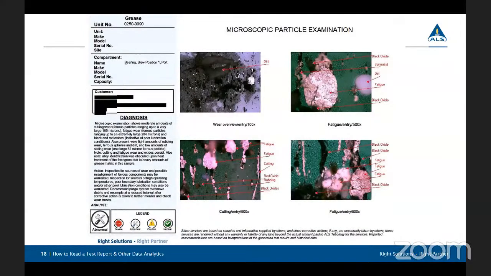Was it cutting wear? Was it rubbing wear? Was it fatigue wear? Was it abrasive wear? There's a lot of different types of wear. And when you can actually see the particle itself, you can get an idea of what caused that particle to be generated. So what we have here is very large particles of fatigue wear. Some of these are over 100 microns in size.